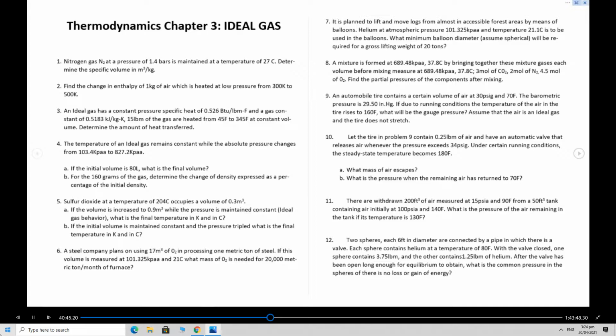A steel company plans on using 17 meter cube of oxygen gas in processing 1 metric ton of steel. If this volume is measured at 101.325 kilopascals absolute and 21 degrees Celsius, what mass of oxygen 2 is needed for 20,000 metric ton or a month of furnace?